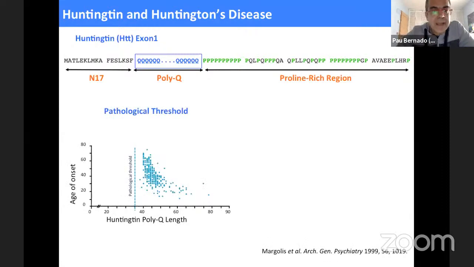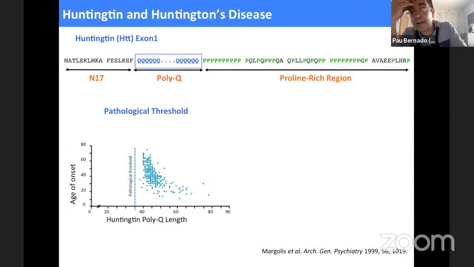The first one is what is called a pathological threshold, which means that only individuals that have more than a certain number of glutamines will develop the disease. In the case of Huntington's disease, this is 35. So all individuals with more than 35 will suffer the disease. And another interesting feature is that there is a correlation between the age of onset and the length of the polyglutamine. So it means that the longer the polyglutamine tract, the earlier the disease starts, okay?